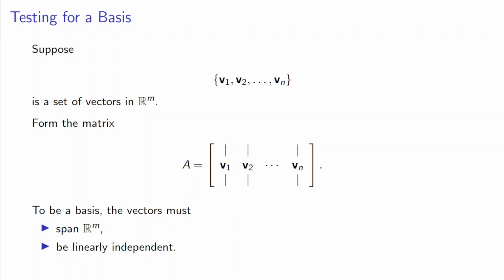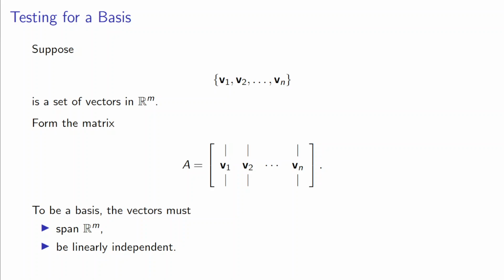In this video, we're going to explore a test for a basis. So given a set of vectors, v1 through vn in Rm, how can we tell if that set is a basis? We need to check if that set spans Rm and if it's linearly independent.